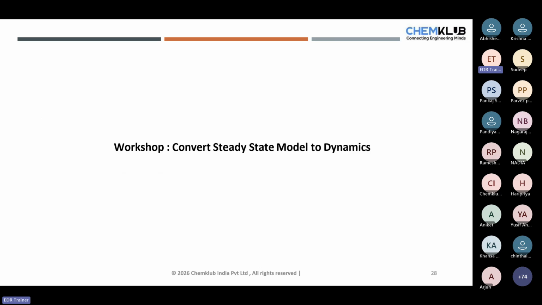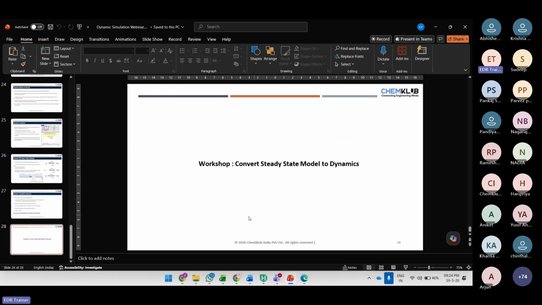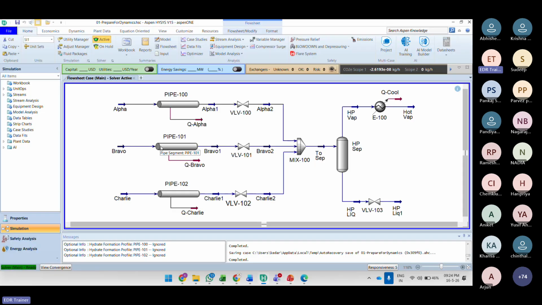So let us start with the workshop here. I'll just open my HYSYS. So this is the steady state simulation that we have carried out. Okay, so you have done a steady state simulation.